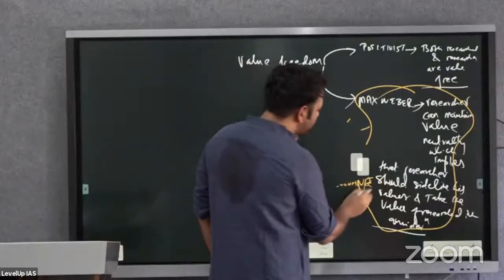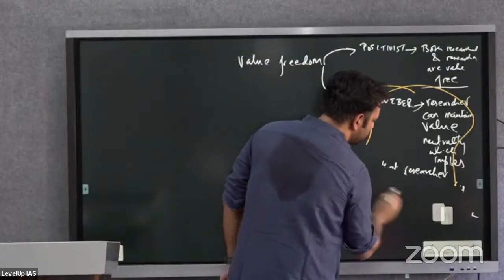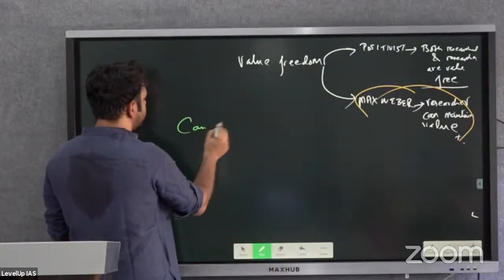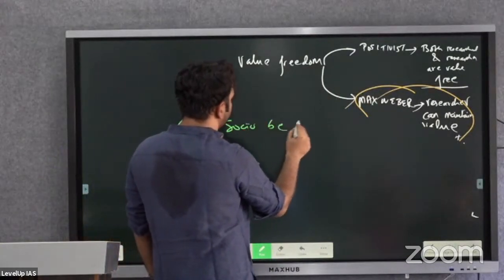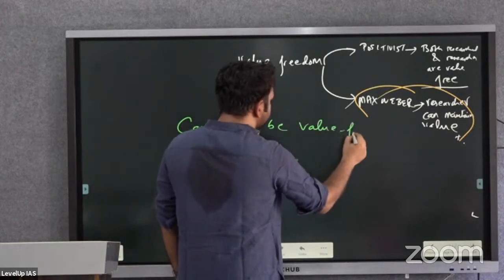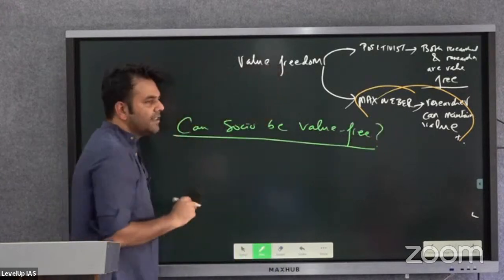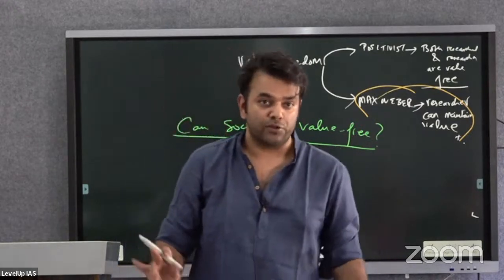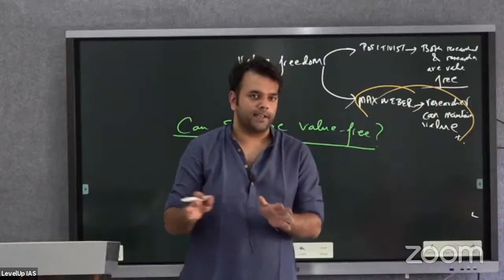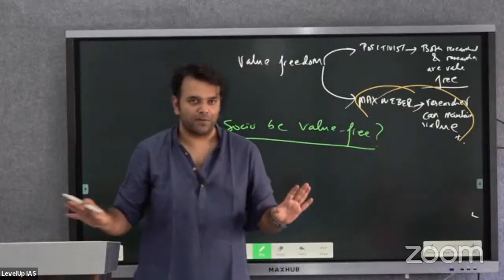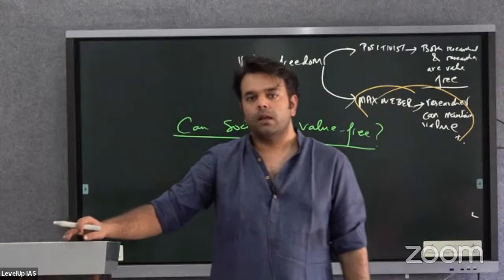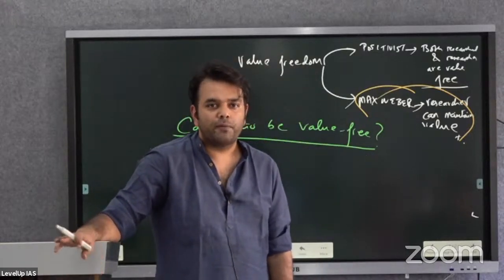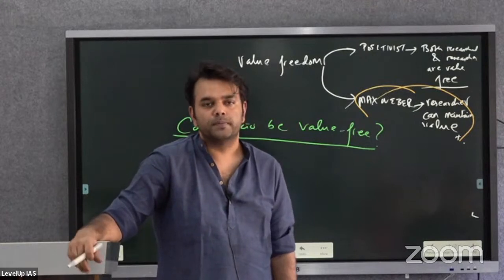So now just to sum it up, the question is, can sociology be value free? Which means, can sociology be completely positivist, highly objective, based on facts alone, no space for values? No. Okay. And you have multiple reasons to explain why no.